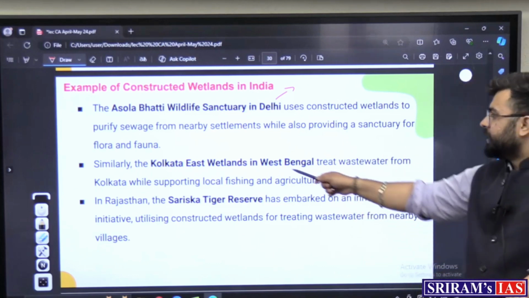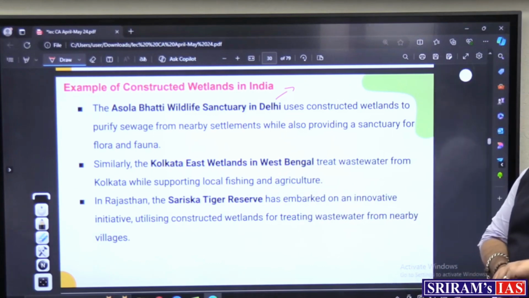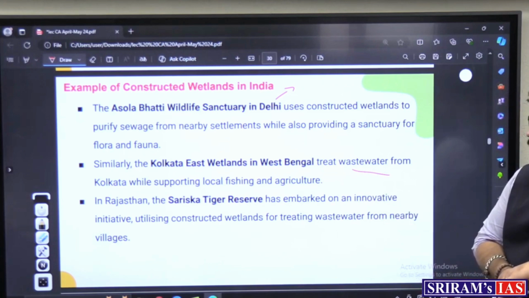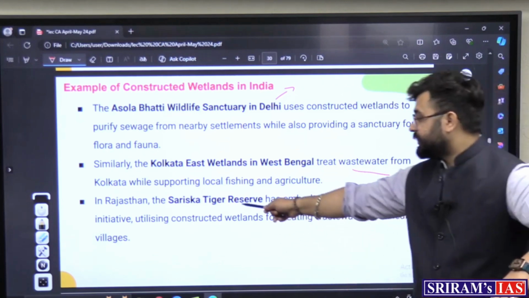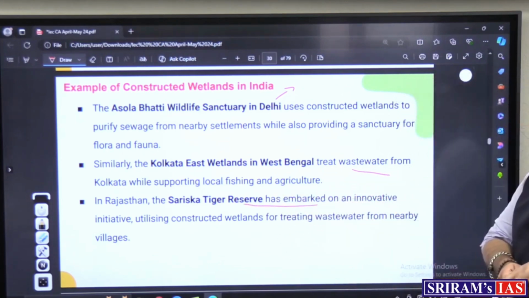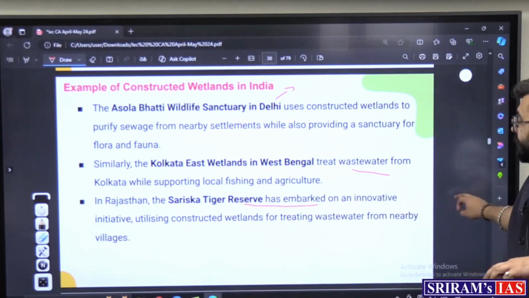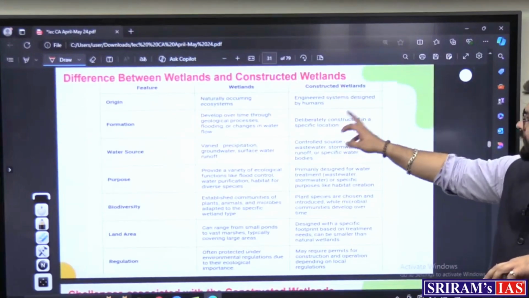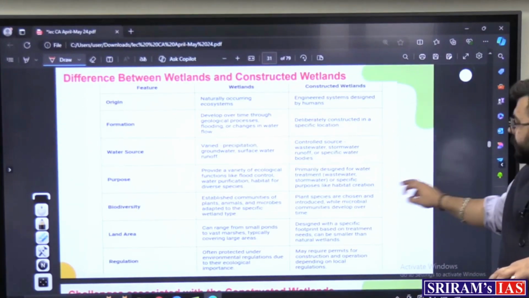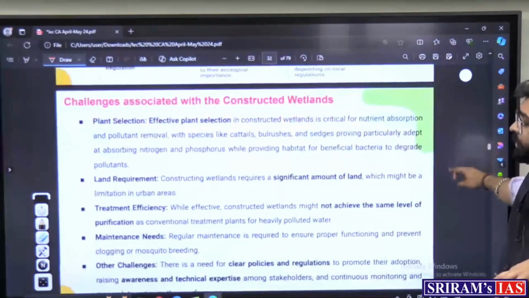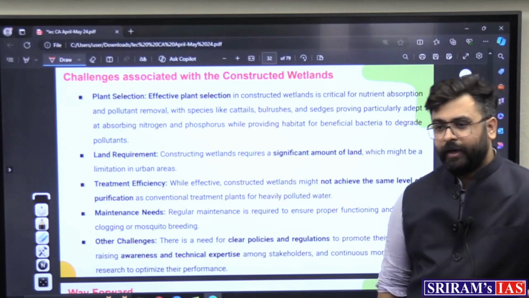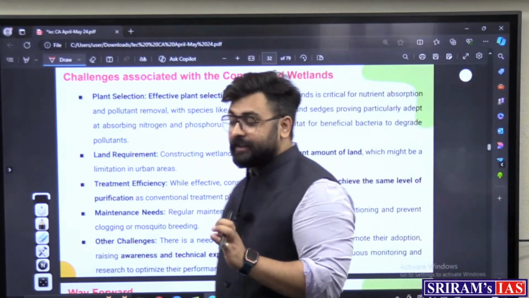Similarly, Kolkata East Wetland in West Bengal, it is also used to treat wastewater. In Rajasthan, Sariska Tiger Reserve has embarked on an innovative initiative utilizing constructed wetlands for treating wastewater. The difference between wetland and constructed wetland, I have added it in a form of a chart, you can read it later on. Very quickly, challenges. Before we end today's class, challenges.